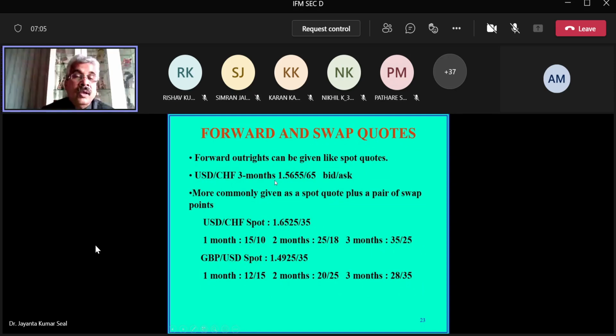If you sell $1, you will be getting 1.5655 Swiss franc. But these are all after 3 months. But the contract will be made today. This is called an outright forward contract. Like a spot rate, you get a forward rate. Any question, confusion?